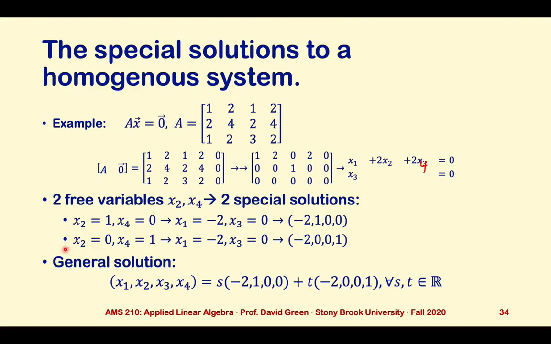Our other special solution, x2 equals 0 and x4 equals 1, x1 plus 0 plus 2 equals 0. Again, x1 has to equal -2, and again, x3 equals 0. This gives us another special solution of -2, 0, 0, 1. These are exactly the same vectors we saw when we factored out the parameters from the parametric solution. If we have these special solutions, we can directly write the general solution as the set of linear combinations of these. Some parameter s multiplied by the first plus some parameter t multiplied by the second, where s and t can take on any values.